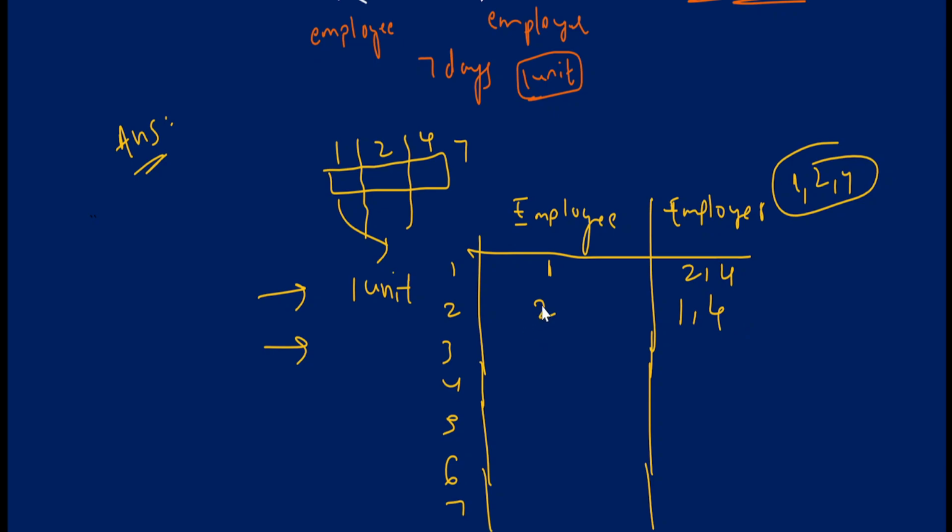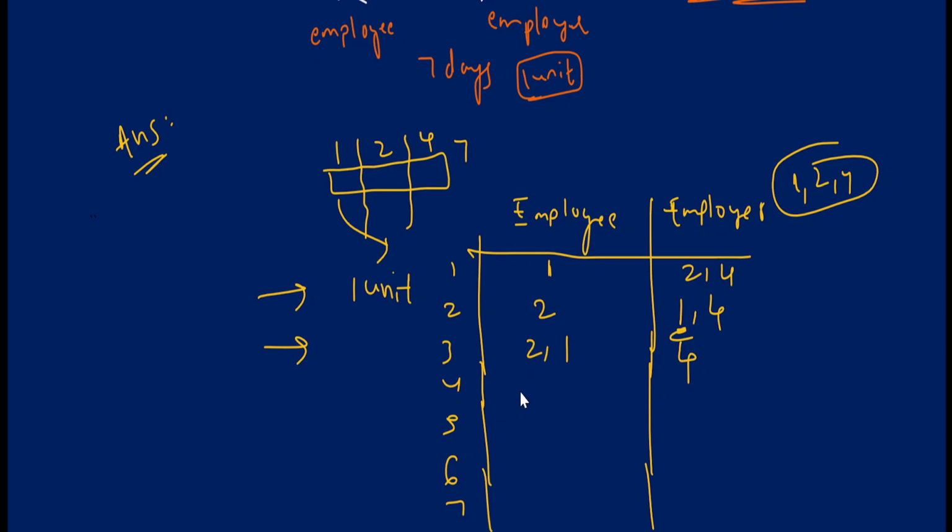Now, at the end of day 3, the employee should have 3 units. So the employer has 1, 4, and the employee has the 2 unit bar. So the employer can give this 1 unit to the employee and he will have 2, 1 with the employee and the employer will be left with 4.